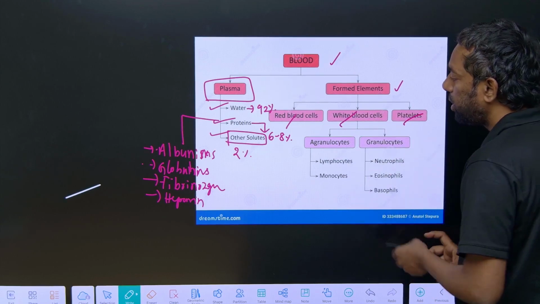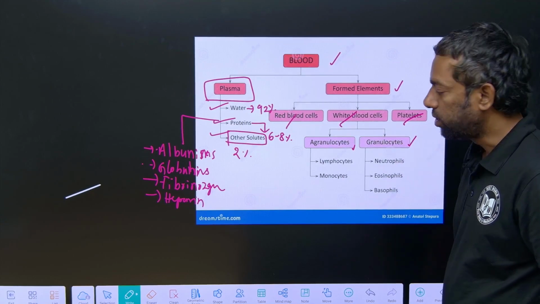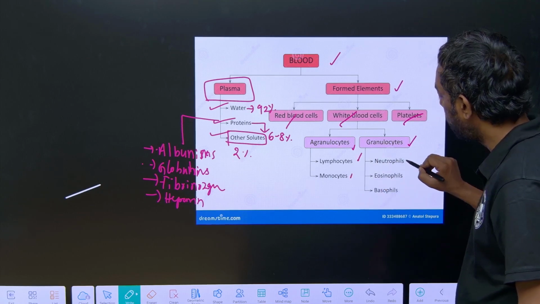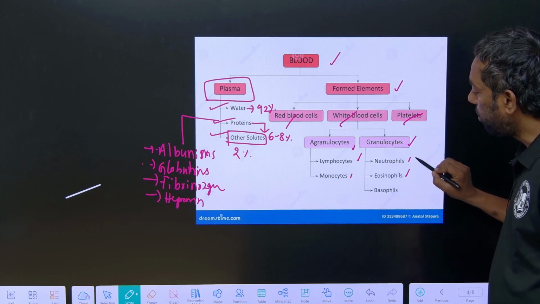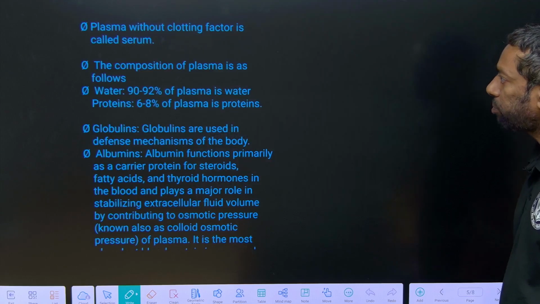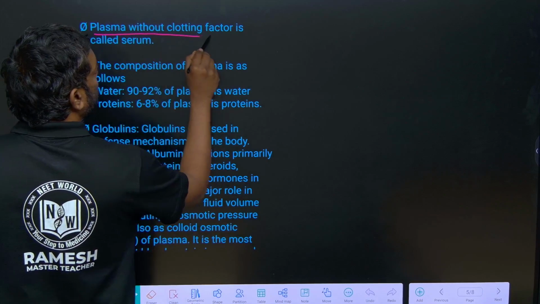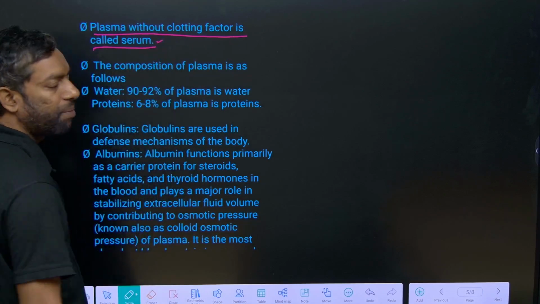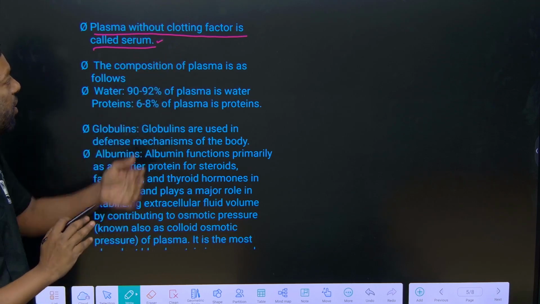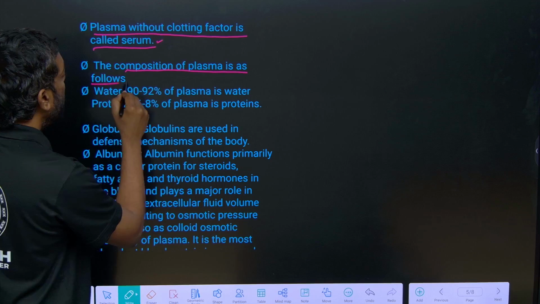WBCs are again of two types, agranulocytes and granulocytes. Agranulocytes are the lymphocytes and monocytes. Granulocytes are the neutrophils, eosinophils and basophils. Plasma without clotting factors is called serum.